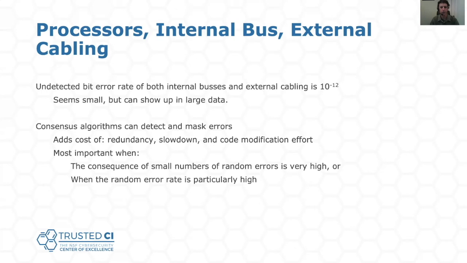Consensus algorithms, such as Byzantine fault tolerance, can mask errors in addition to detecting them, although at a cost of required redundancy, slowdown, and the effort to modify code or workflows to leverage the consensus algorithms. Masking errors is most important where the consequence of small numbers of random errors is very high, or in situations where the random error rate is particularly high, such as in environments with increased amounts of ionizing radiation, such as at high elevations or in the Earth's polar regions. We discuss extreme environments more in the report.